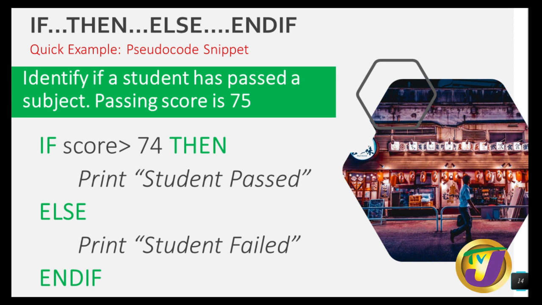And if the score is less than 74, or 74 and less, then we print student has failed. Now that condition is what we're going to try to break down a little bit. It is important that you understand that as you write your own pseudocodes, no two or three persons will have the same kind of pseudocode because of how we think about our solutions generally.